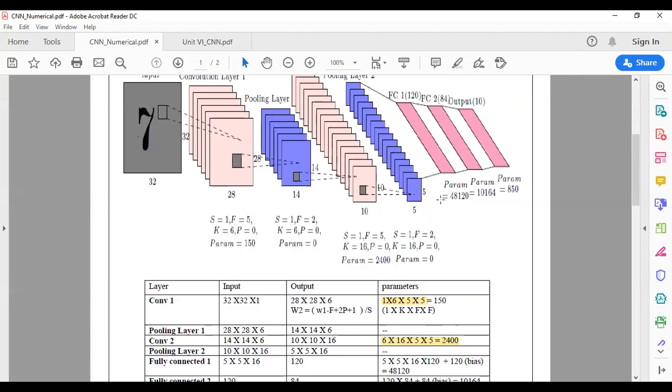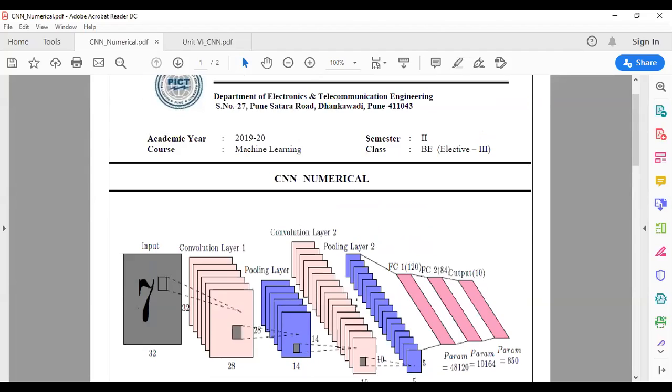Now comes the interesting part, the last part. When it is a fully connected network, what is going to happen? How many neurons do you have in the output? 120. How many inputs do you have here? 16. The input to a fully connected network is nothing but the output in the previous case: 5 by 5, 16 such filters. So the input is 5 into 5 into 16 and the output is 120. How many weights will I need? 5 into 5 into 16 into 120.